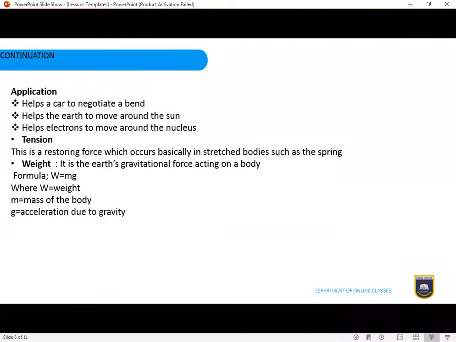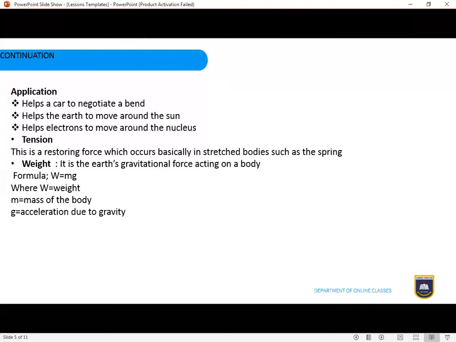So weight is simply, or mathematically it can be expressed as, the product of the mass of a body and its acceleration. That's the acceleration due to gravity. For example, let's say you have a mass of 50 kilogram. What would be the weight of that 50 kilogram on the Earth's surface? You just multiply the 50 by 10. The acceleration due to gravity g is equal to 10.